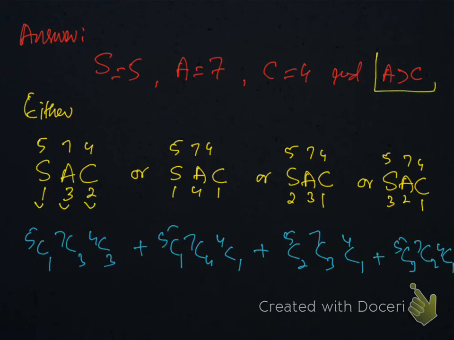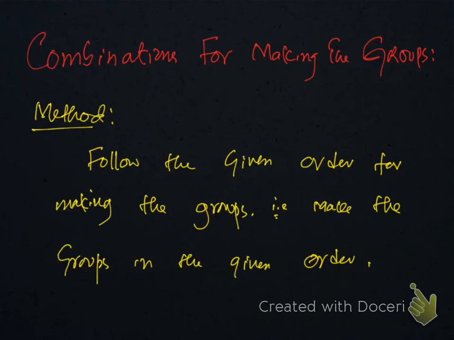Since we have more A's than C's, you should compare these two. We have more A's than C's. So in this way you can solve this question. You have to list all the possible options, combinations for making the groups.